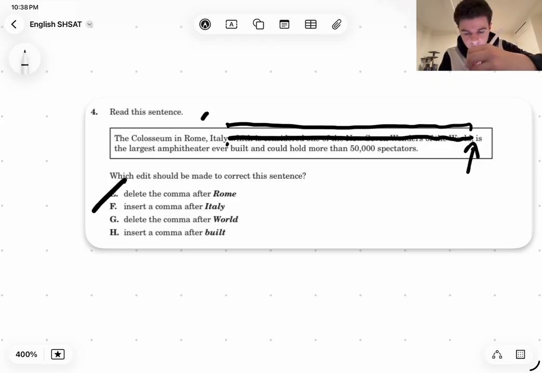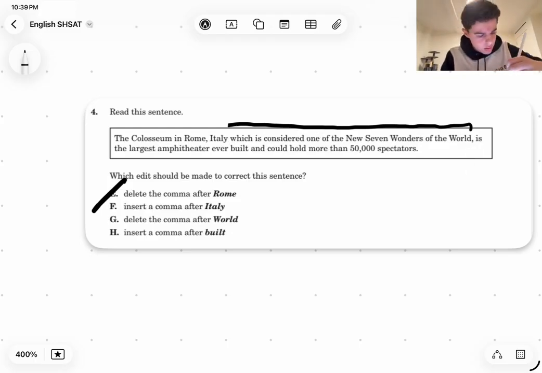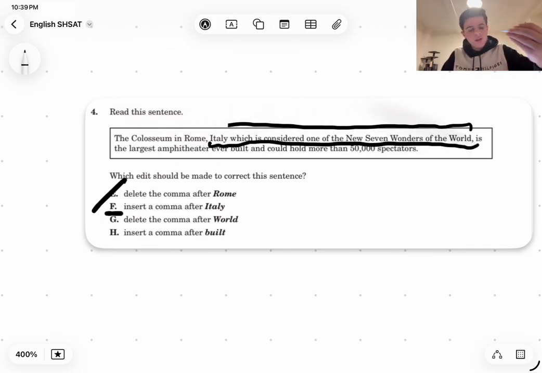Well, deleting this comma kind of says that this is essential information now, right? By deleting that comma. And it just sounds really long. The Colosseum in Rome, Italy, which is considered one of the new 7 wonders of the world, is the largest amphitheater ever built and could hold more than 50 spectators, right? When I'm saying that, I'm kind of running out of breath, right? There needs to be a pause there somewhere. So we know that this doesn't really make sense.